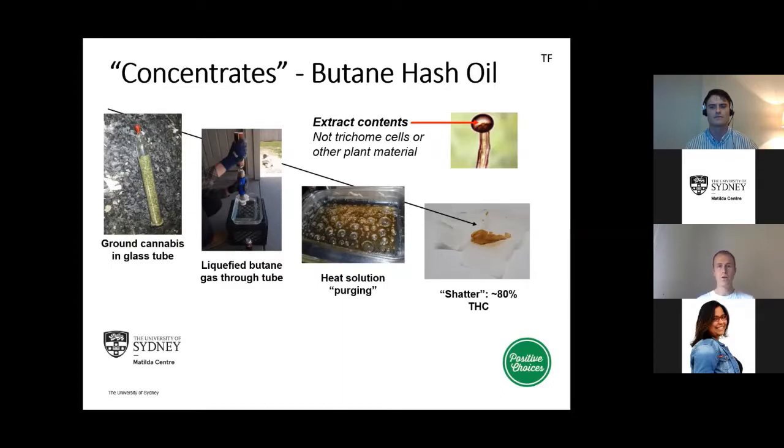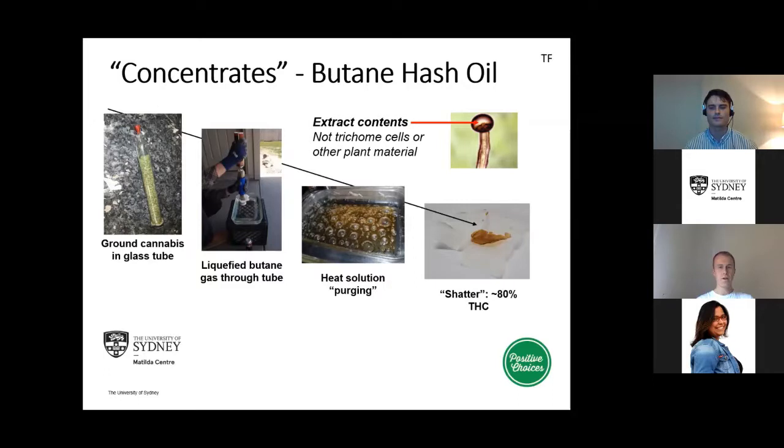And when we think about concentrates such as butane hash oil, there are several concerns here. Firstly, butane is a very flammable substance, and typically this is produced in unregulated and unsafe environments. So there have been several cases where buildings have exploded and there have been fatalities because concentrate production has gone wrong. This is quite a concern for the health of the producers.